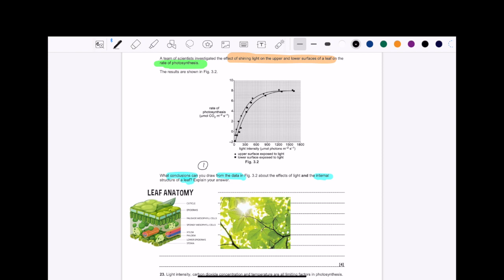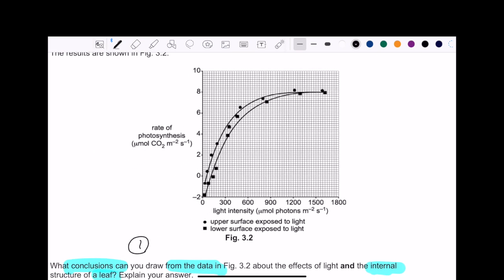Number 1, the first thing you do in a graph question is just state the obvious. Look at the graph, and if you had to explain it to like a 7-year-old, what would you say? But you still have to use like biological terms, okay? And not completely like a 7-year-old. But, so we know that the upper surface is the dots, and the lower surface are the squares.